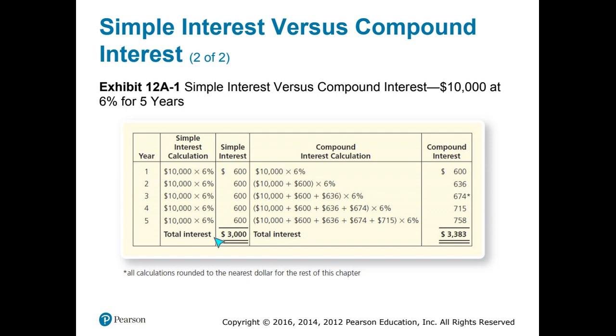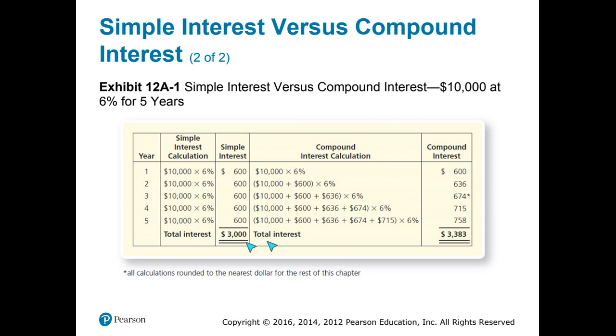With simple interest, what we've done here is we've multiplied the 10,000 by the 6%. So for simple interest, that's just simply what it is, $600. Every year, $600 until we get to that 5th year, and that's the last payment, and the total that we've paid is $3,000. Simple.